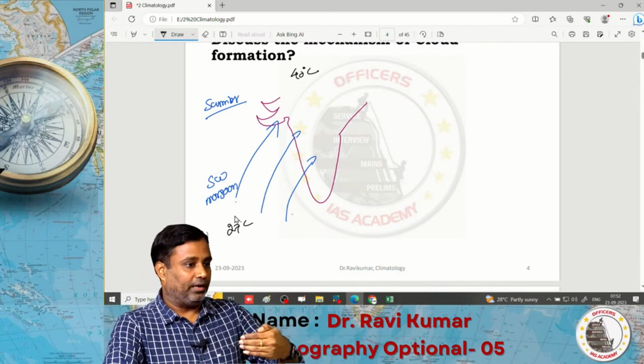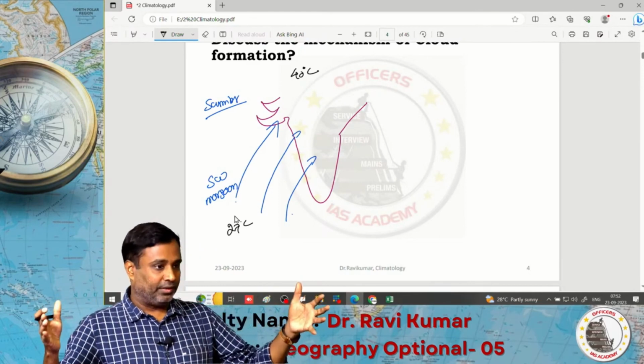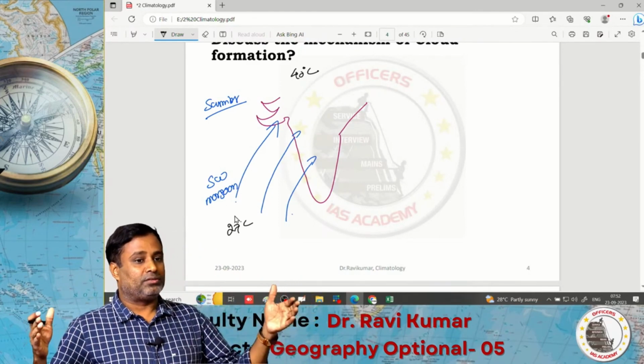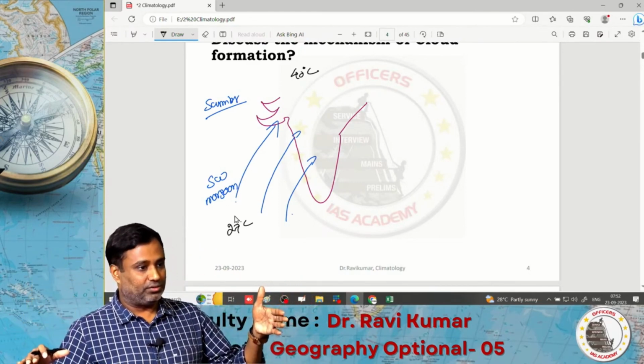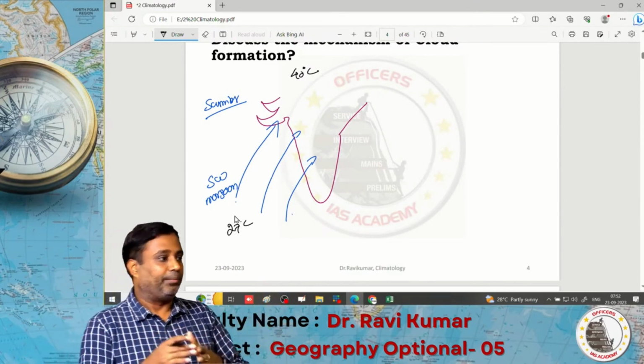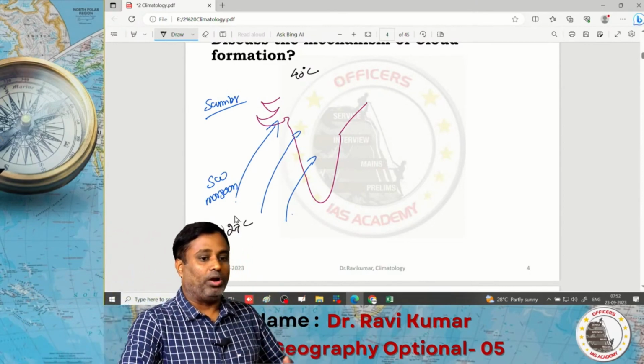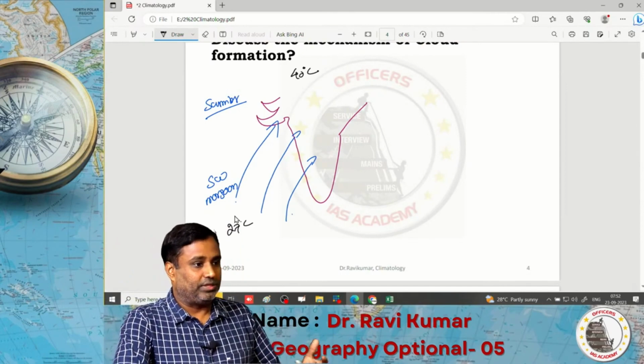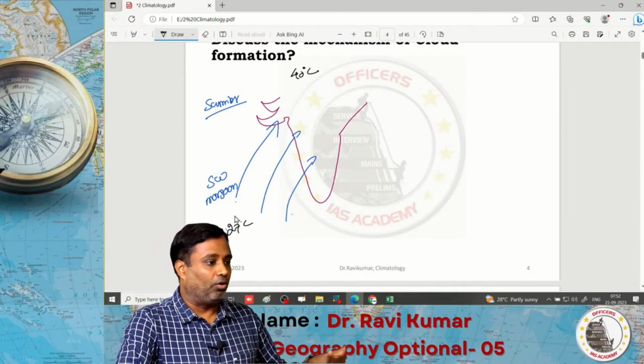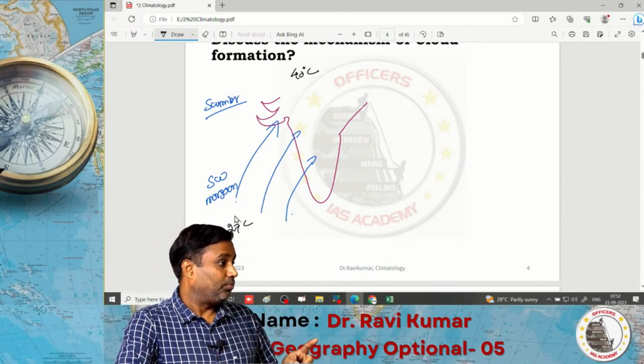When it enters the land, the temperature of the wind increases. When temperature increases, relative humidity decreases. So that's the concept, right? When temperature increases, relative humidity decreases. It will not create any saturation. There is no dew point. So there won't be any clouds formed during the southwest monsoon.